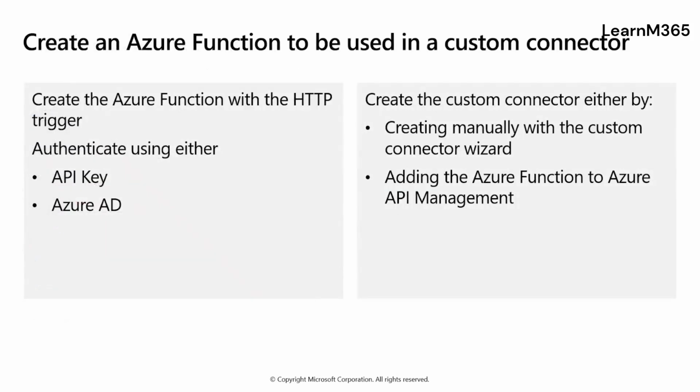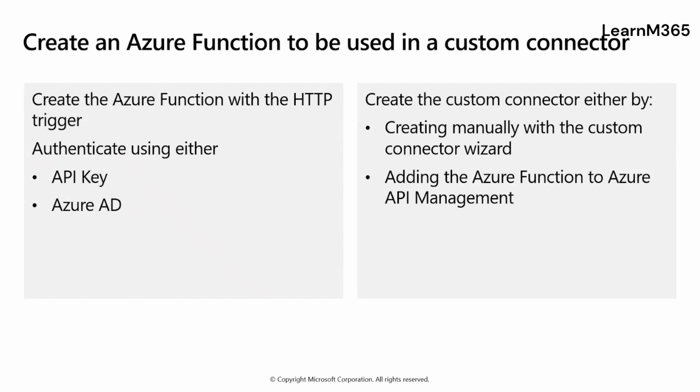Azure Functions can be used for business logic and can be easily consumed as custom connectors. The Azure Function must use the HTTP trigger in such a situation. After the Azure Function has been created, it will generate the URL, endpoint, and API key, which we can use. So you can authenticate either by using an API key or by using Azure Active Directory. Then you can create the custom connector by using APIM, which is described in the next part of it.